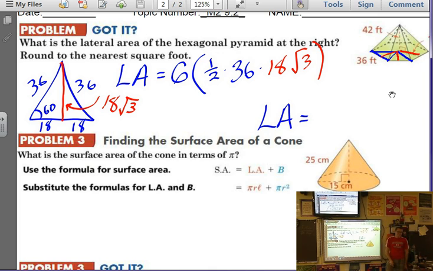Wait, that's not the slant height. No, that isn't the slant height. We're still working on the base. You guys have me going 9 different directions. Michelle, help me. The answer that Lynn had was the slant height.